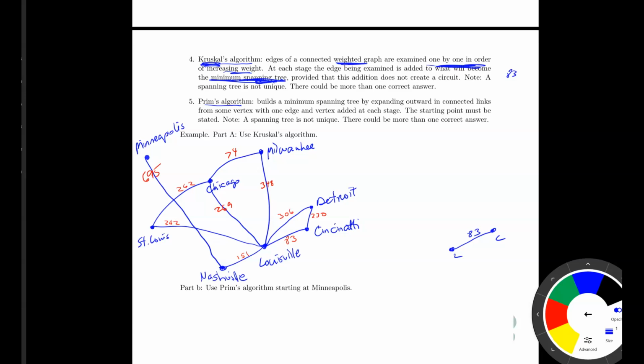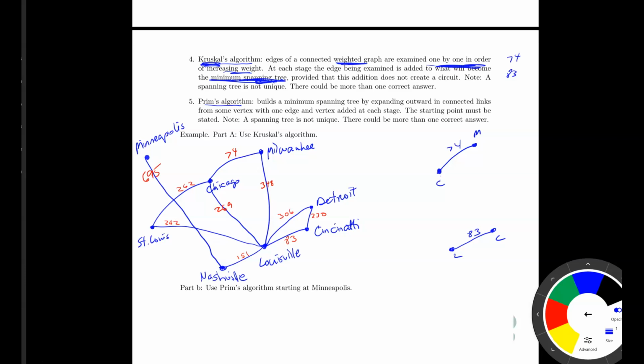Now I'm looking for the next smallest weight. Oops, I missed one, didn't I? 74. 74 is the smaller weight, so I should have done that one first, right? So here's C to M. So that's 74, the smallest weight. Then there's the second smallest weight.